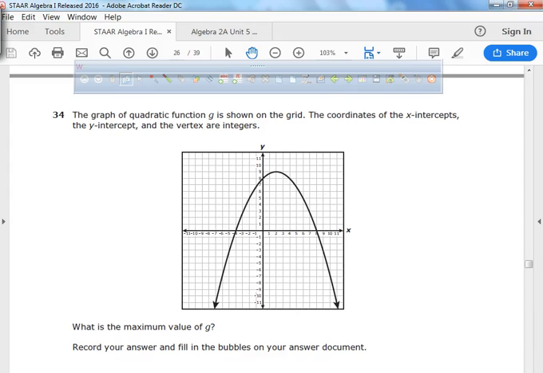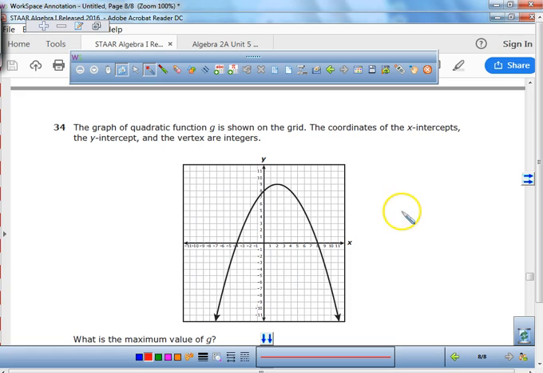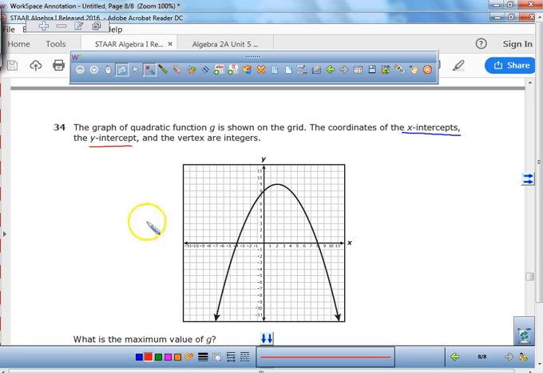We are continuing with the 2016 release test, starting at problem number 34. It says the graph of the quadratic function is shown on the grid. The coordinates of the x-intercepts and y-intercepts and vertex are all integers. So these are all integers. Now what I'm going to do is use different colors here. Let's do x-intercepts in blue, y-intercept in red, and we'll do the vertex in green.